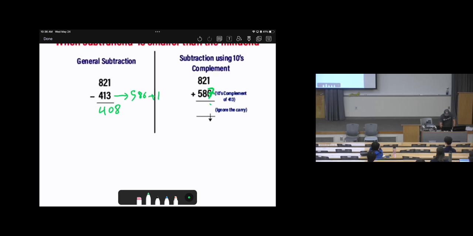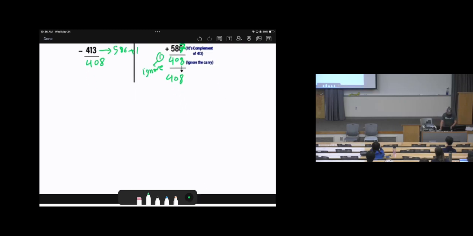1 plus 7, 8. 2 plus 8, 10, 0 carry 1. 1 plus 8, 9, plus 5, 14. This is 3 digits, so we have a carry out bit 1. Do we need to add it here? No. So that's it, 408, and it's a positive number, so we ignore it. This is the trick, or this is the point when we deal with tens complements: we need to ignore the carry out bits. Any questions?